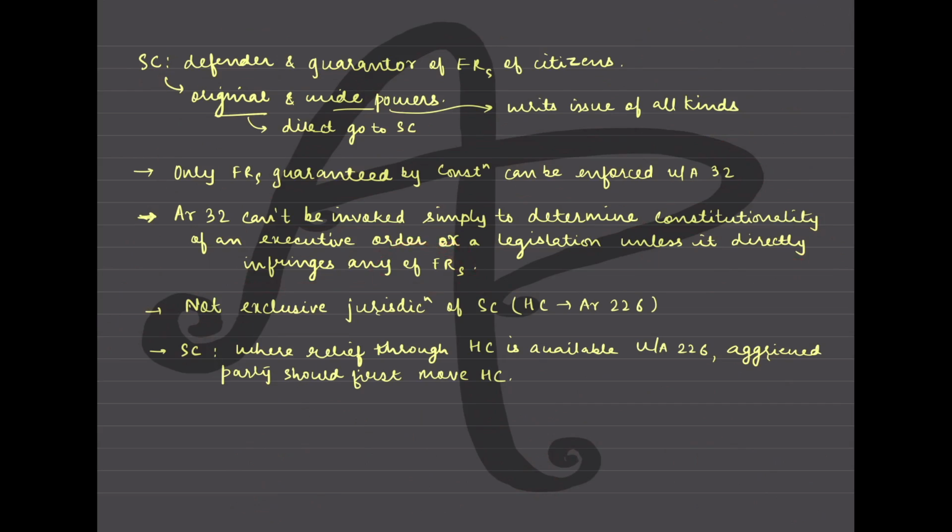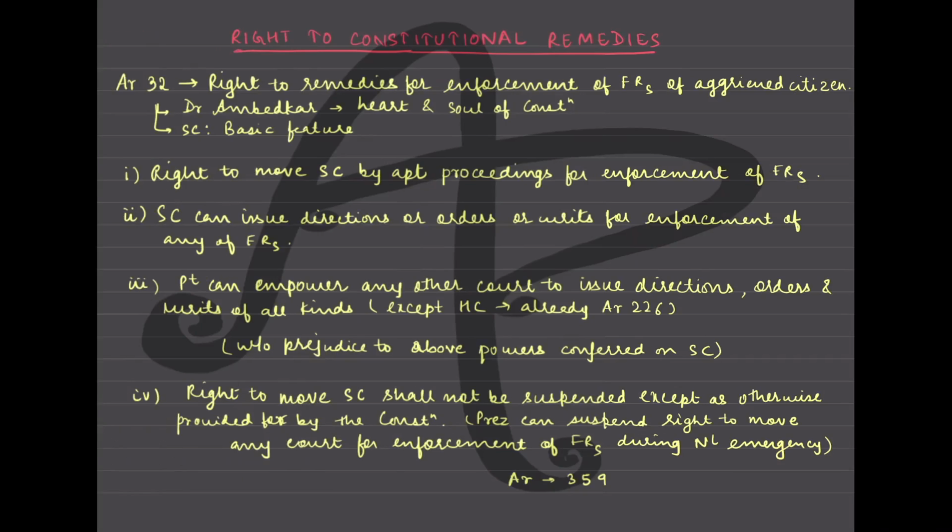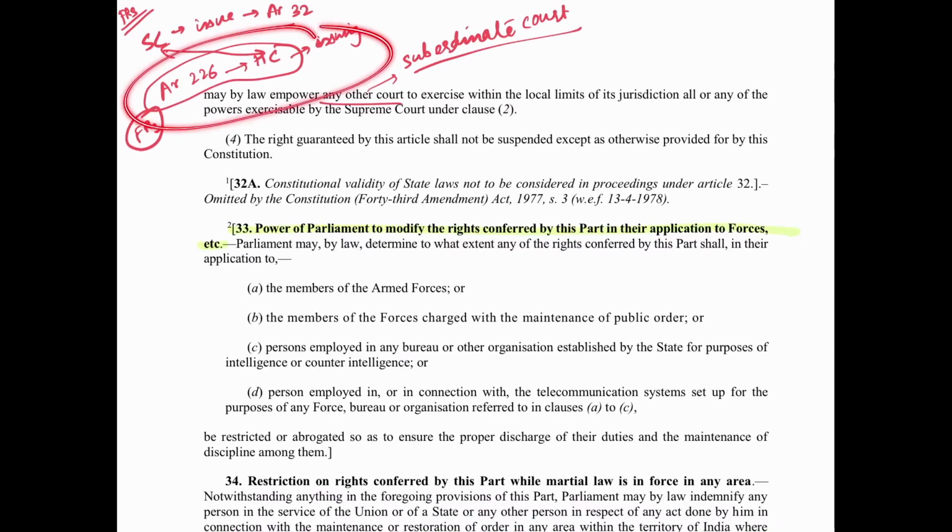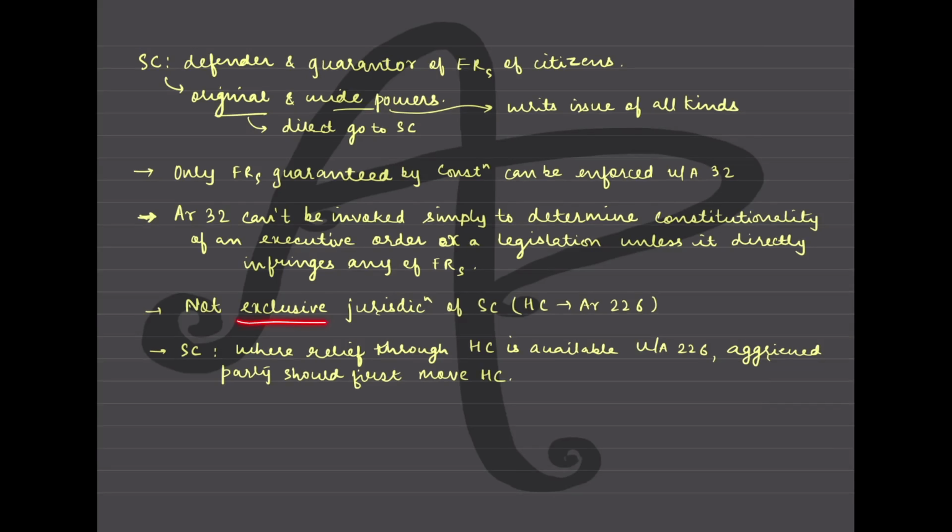You also have to remember that despite it being an original and wide power with the Supreme Court, it is not an exclusive jurisdiction of the Supreme Court. Why? Because the High Court also gets the same power of issuing orders and writs under Article 226 for the infringement of fundamental rights, which I have discussed with you. So it is not exclusive. What is exclusive? Which is only given to that particular entity. So here it is not only given to the Supreme Court, it is given to the High Court also. Okay? So it is not exclusive, but it is original. Why original? Because you can directly go to the Supreme Court. You do not need any mediation in between.